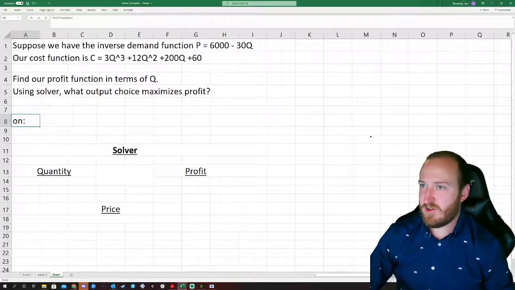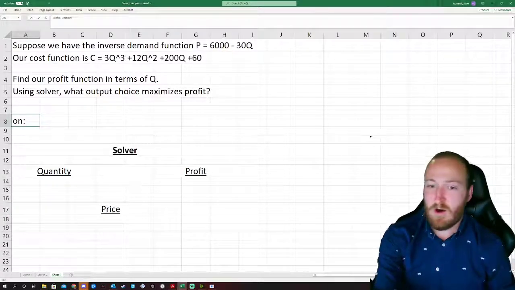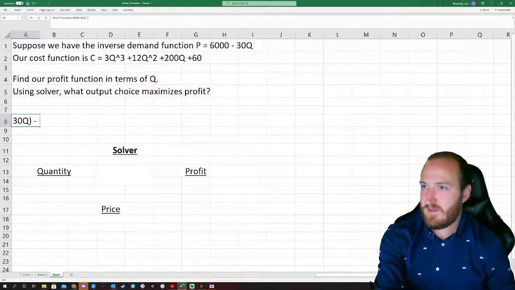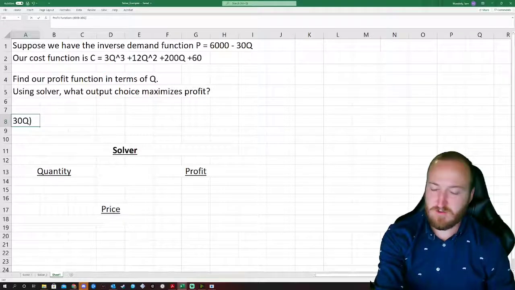Our profit function is going to be equal to our revenue minus cost, right? So revenue is price times quantity. However, we're given that price is equal to 6,000 minus 30Q. So we know we have 6,000 minus 30Q, that's our times Q, right?